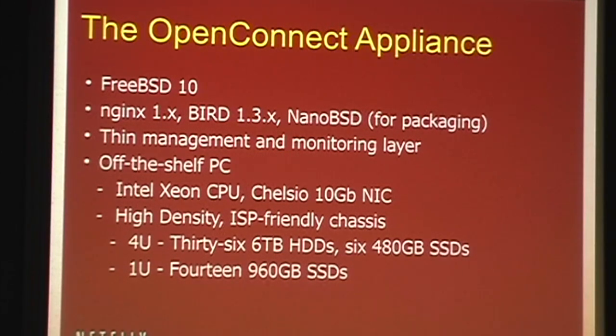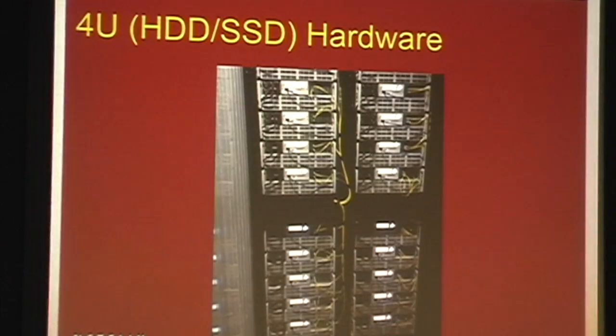There's a 4U chassis that's designed for maximum storage. We have 6 terabyte Helium drives in that, and 6 480 gigabyte SSDs that we use to cache more popular content within the server. For the more high-density installations, mostly within Internet Exchanges, we also have a 1U server that goes light on storage, but can serve a lot of traffic. So it's a 1U chassis, and it has 14 960 gigabyte SSDs. Let me show you some pictures.